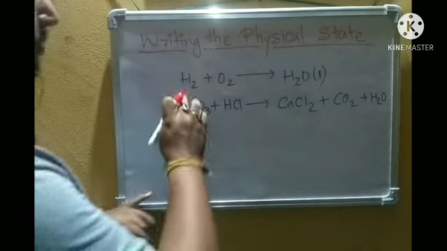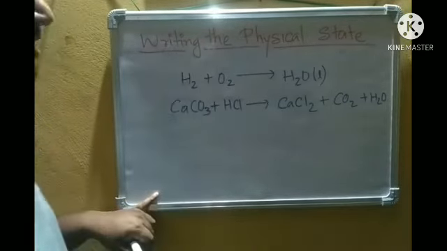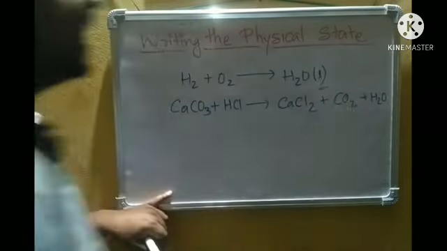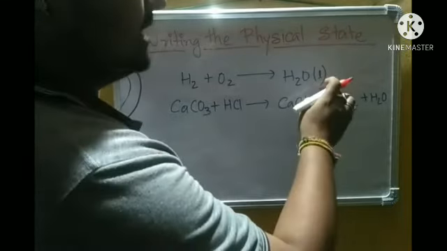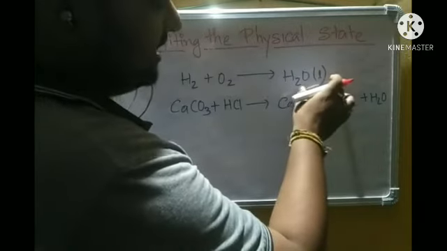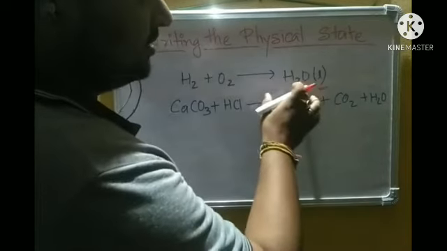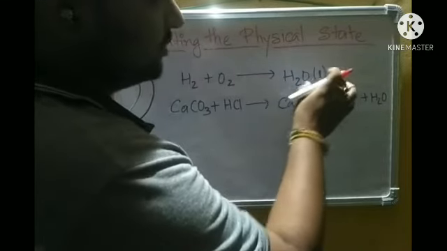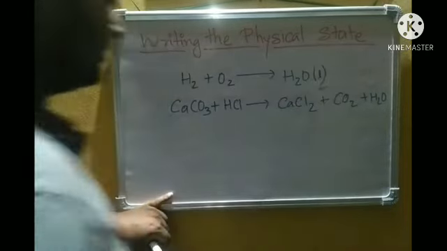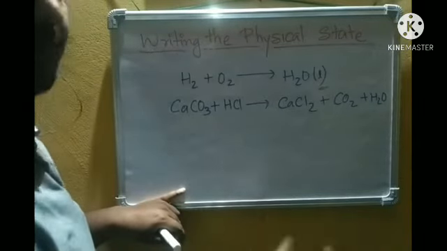This is a very simple concept. Generally this is hydrogen, and hydrogen plus oxygen gives us water. You can see I have written L over here. Why have I written L? Because generally water exists in its liquid form. So by writing this L, I am representing that the water which is produced in this reaction stays in its liquid form. So the physical state of water in this chemical equation is liquid.